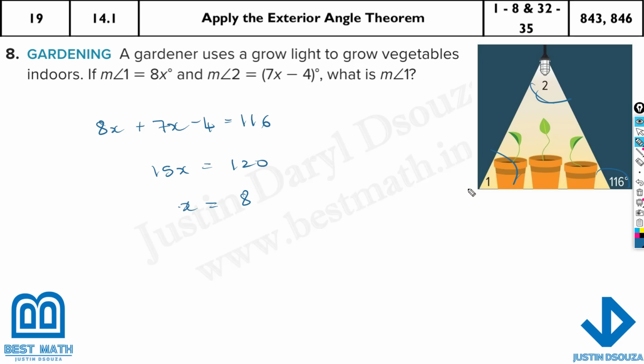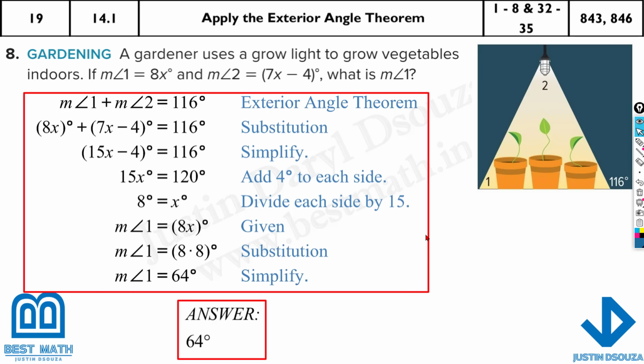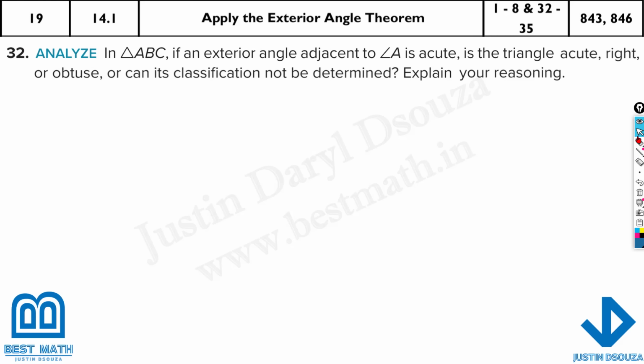And now we need to find the measure of angle 1. 8 times x, that is 8 times 8, that is 64. That's it. So that is how we can easily solve it. See, the x value you found out to be 8, and then put it back in the measure of angle 1, that is 8 times 8, that will be 64. I hope it's clear.